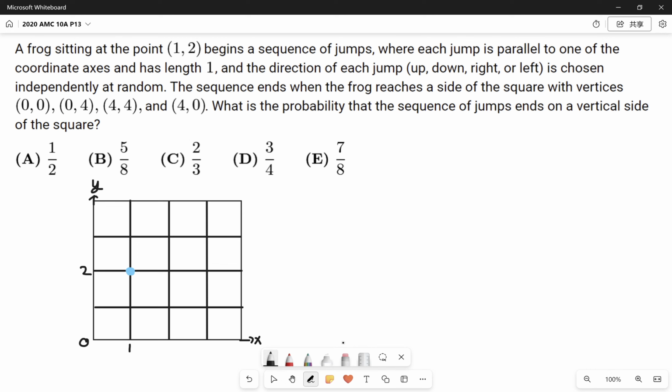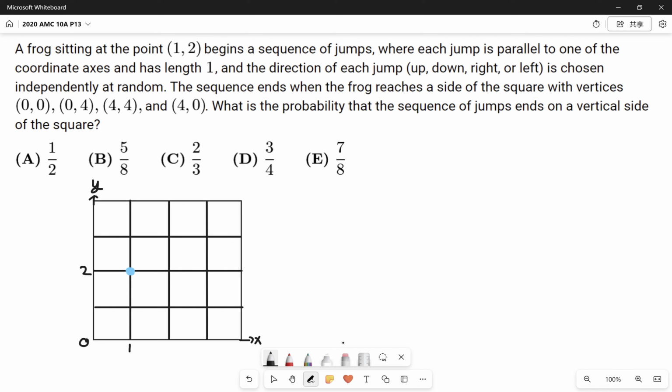Today we're going to talk about 2020 AMC 10A problem 13. A frog sitting at the point (1, 2) begins a sequence of jumps, where each jump is parallel to one of the coordinate axes and has length 1. The direction of each jump, up, down, right, or left, is chosen independently at random. The sequence ends when the frog reaches outside of the square of vertices (0, 0), (0, 4), (4, 4), and (4, 0). What is the probability that the sequence of jumps ends on the vertical side of the square?